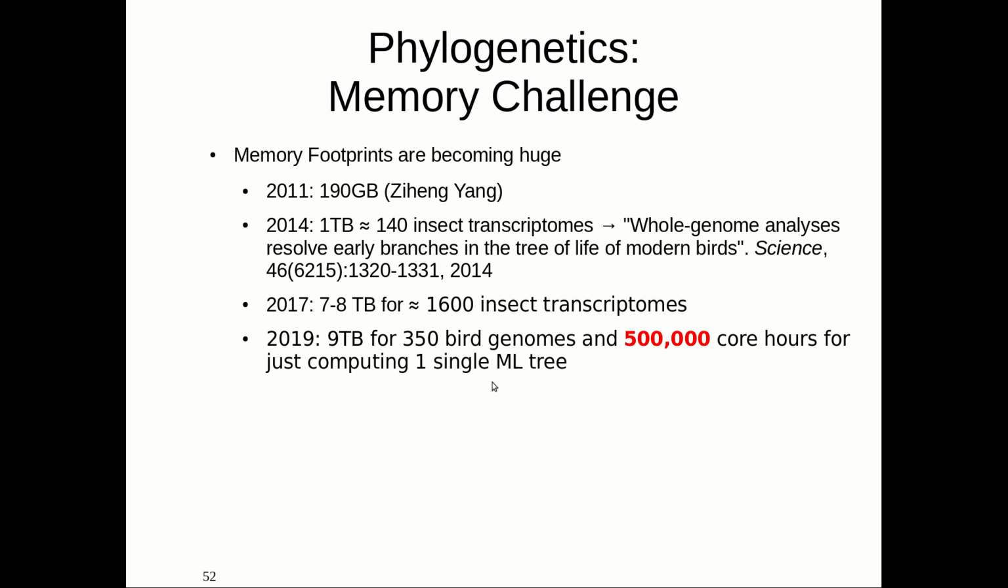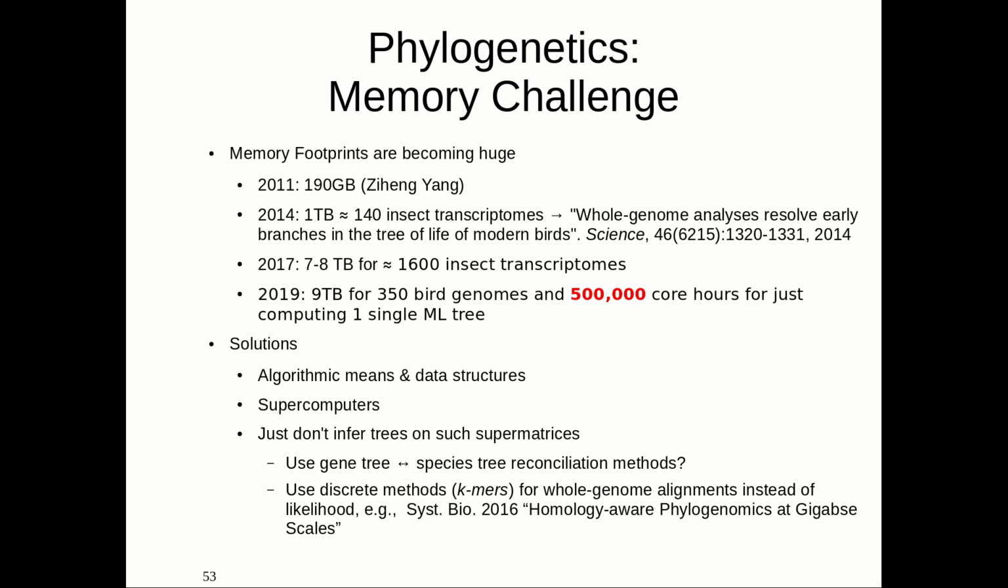So this is totally getting out of control, the memory footprints and time requirements for those very large scale phylogenomic analyses. So what are the solutions here? There are a couple of algorithmic means and advanced data structures that we can use to reduce the memory footprints and also accelerate the calculations.